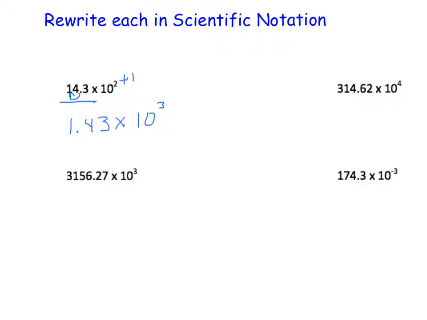Here, for this problem, we need, this 314 is not between 1 and 10. 31.4 is not between 1 and 10, but 3.14 is.